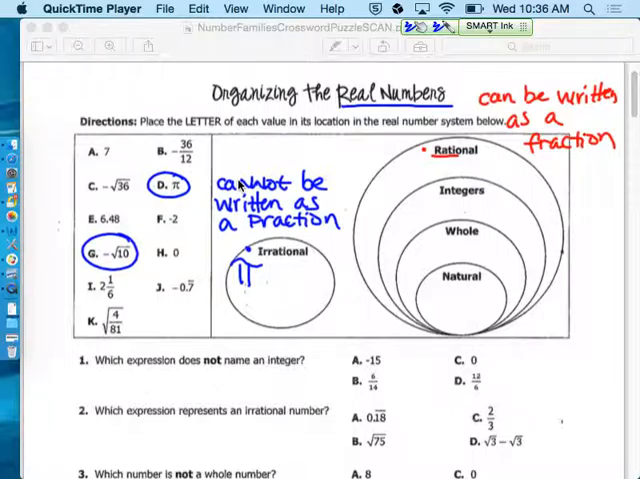Radicals, square roots that are not perfect squares, are irrational. The square root of 10 would be an irrational number. It would be a decimal that you can't predict what's coming next, and you cannot express the square root of 10 as a fraction. To give you a few examples that are not listed, the square root of 2, the square root of 3, the square root of 5, those are irrational numbers. It's not possible to express any of those values as a fraction.